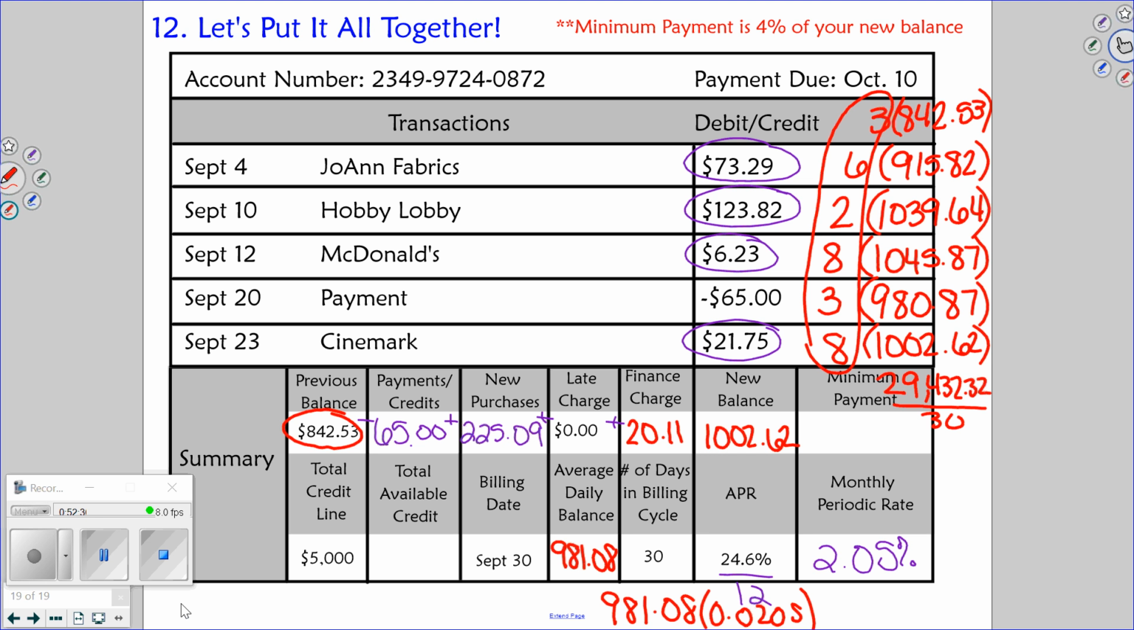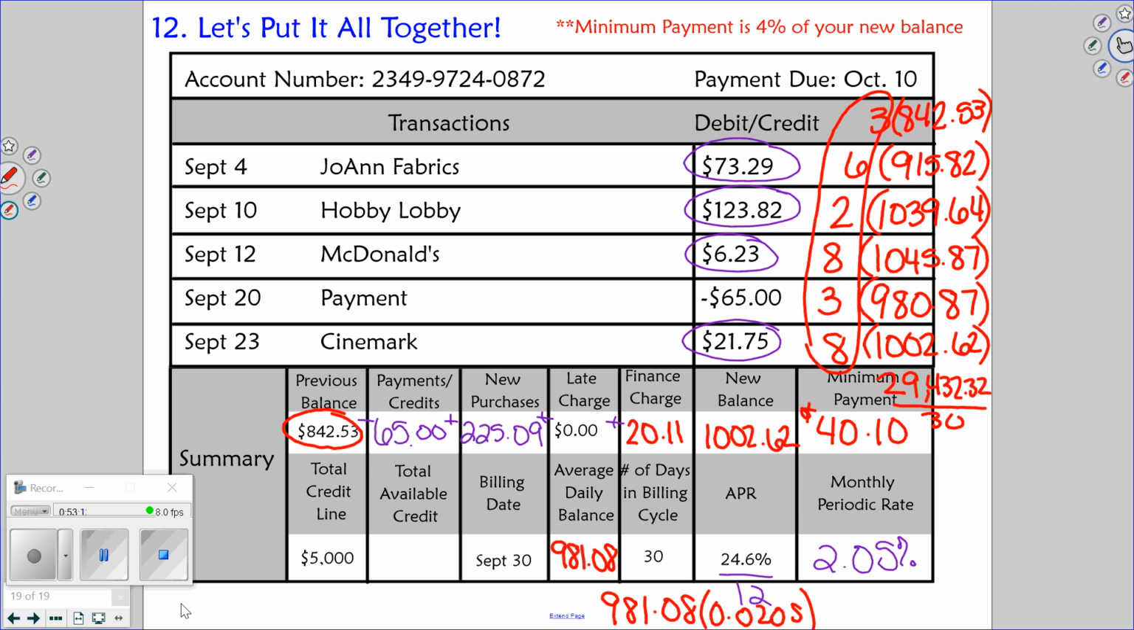How do you calculate the minimum payment? Perfect. At the very top, it told you your minimum payment is 4% of your new balance. So your new balance, $1,002.62, multiply that by 0.04. So what's the minimum payment you have to make? Good, $40.10. Now, typically a credit card company is going to give you a nice round number. They might just say $40. But for our calculations, we'll be exact, $40.10.